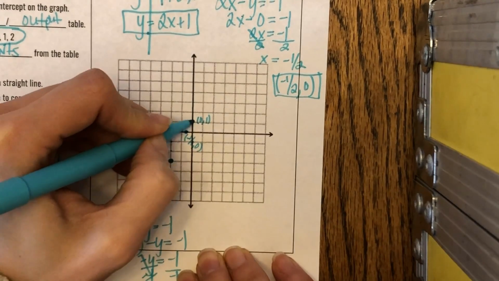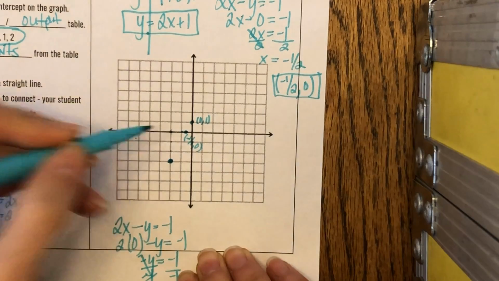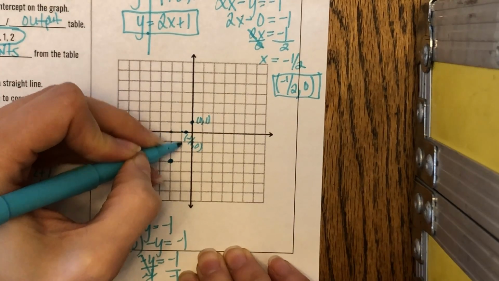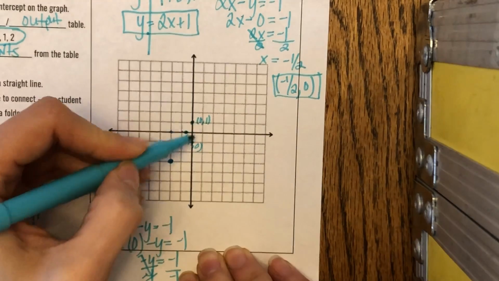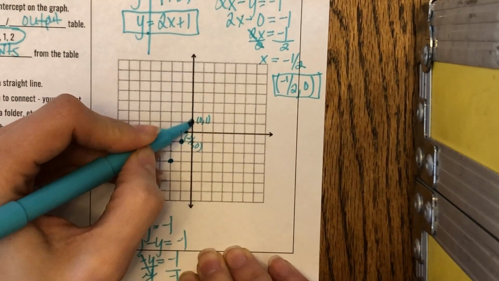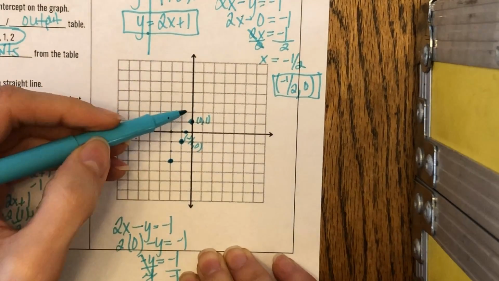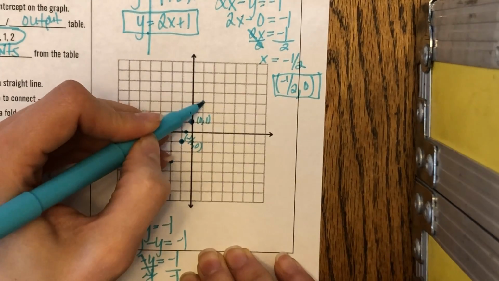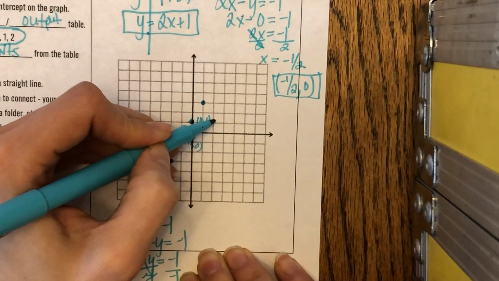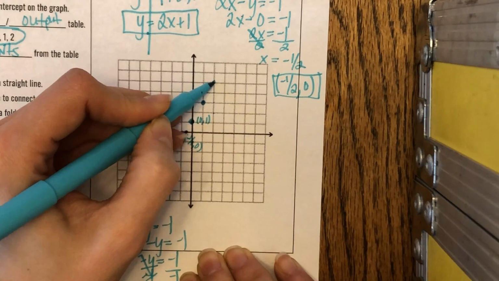Let's make these points really visible. And then I've got -1, comma, -1. So I'm going to go -1, then down 1, -1. I've got 0, 1. We've already got that plotted from before. And then I've got 1, comma 3. So 1, then 1, 2, 3. And then I have 2, then 1, 2, 3, 4, 5.